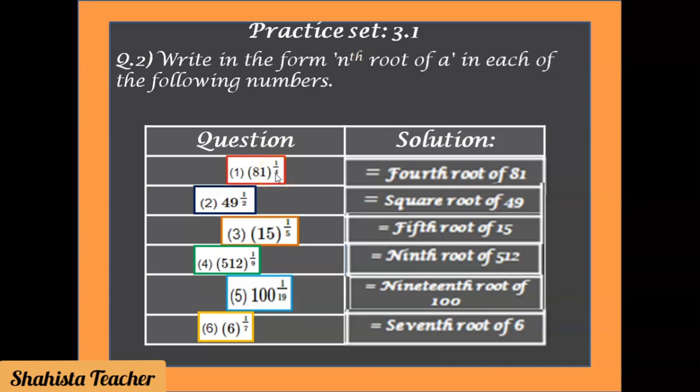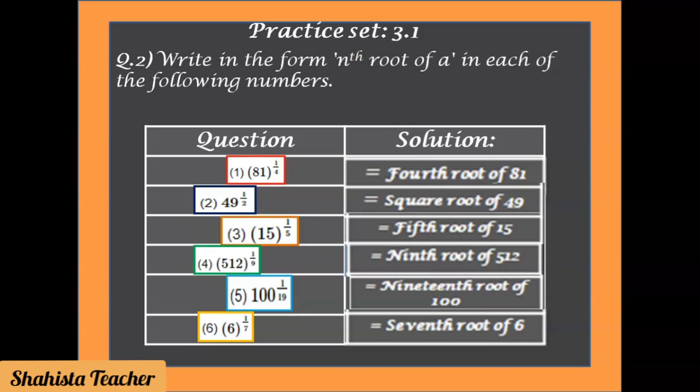ठीक है. तो 4th रूट ऑफ 81, 4th की स्पेलिंग आपको लिखनी है. स्क्वायर रूट ऑफ 49 तो स्क्वायर रूट की स्पेलिंग आपको लिखनी है. 5th रूट ऑफ 15 तो 5th रूट की स्पेलिंग लिखनी है आपको. 9th रूट ऑफ 512 तो 9th रूट की स्पेलिंग लिखनी है. 19th रूट ऑफ 100 सो हियर 19th की स्पेलिंग आपको लिखनी है. 7th रूट ऑफ 6 तो 7th की स्पेलिंग आपको लिखनी है. इज दैट क्लियर? बाकी के जो नंबर से बेस जो नंबर है वो एज इट इज रहेंगे.